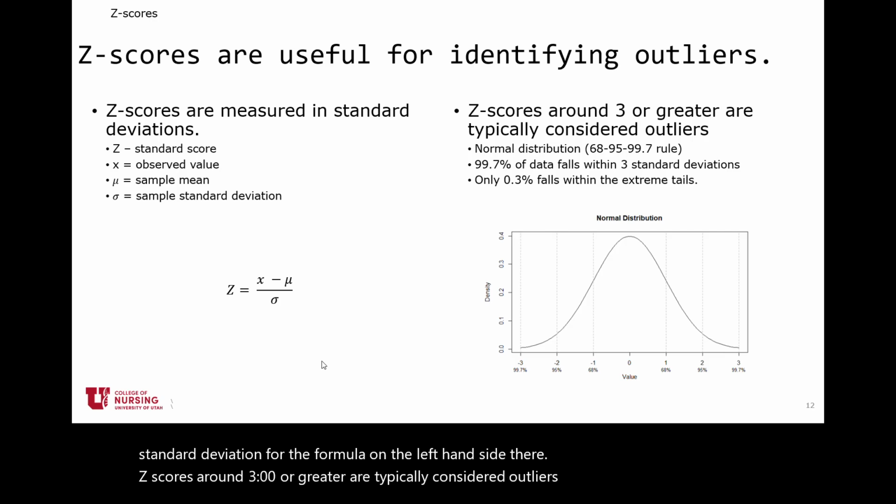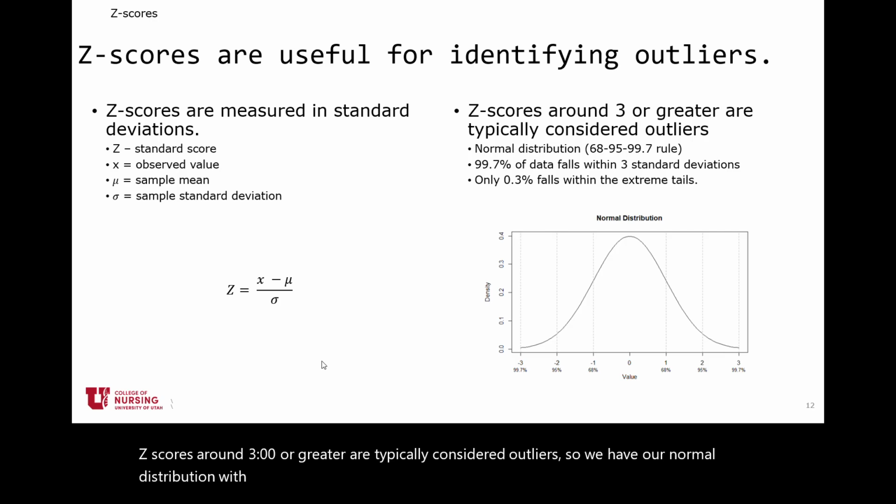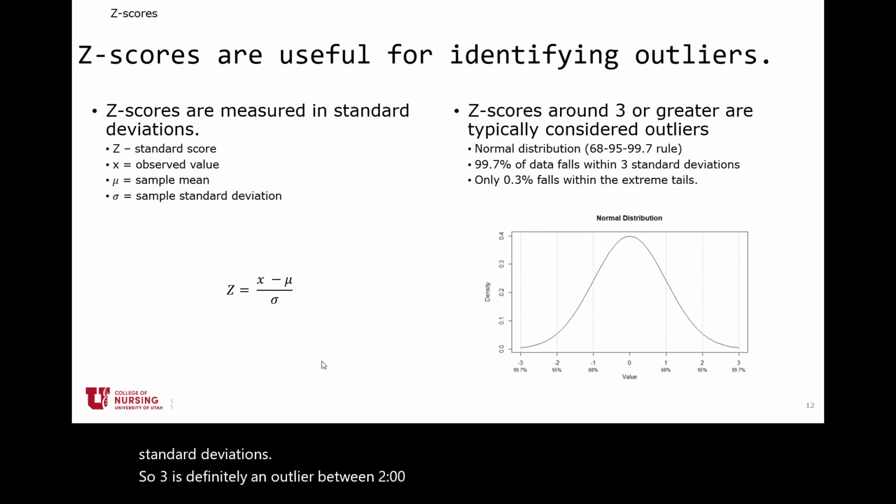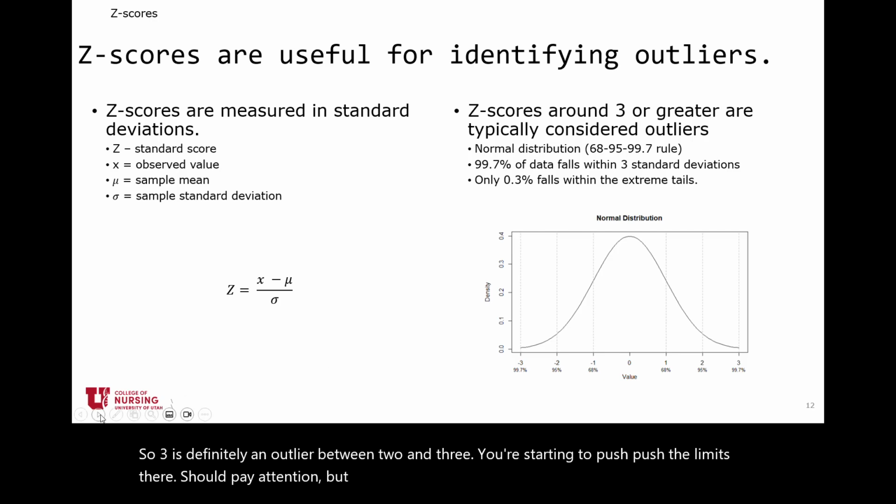So we have our normal distribution with our 68, 95, 99.7 rule, and 99.7% of the data falls within 3 standard deviations. So 3 is definitely an outlier. Between 2 and 3, you're starting to push the limits there, you should pay attention, but once you hit 3, you're definitely in outlier territory.